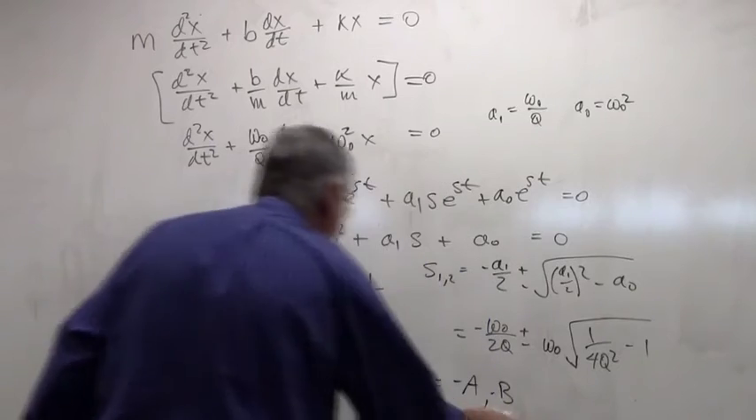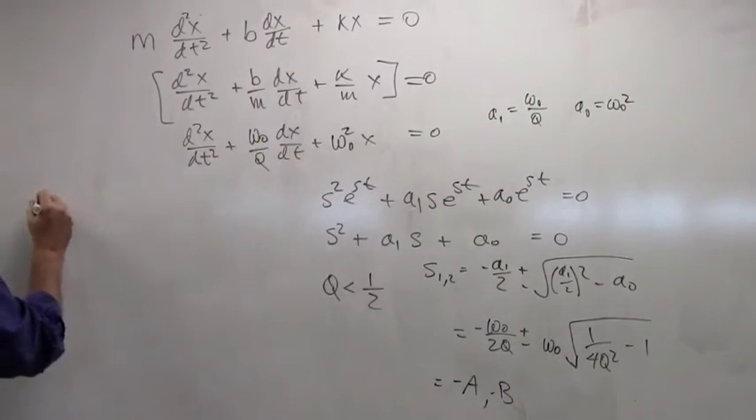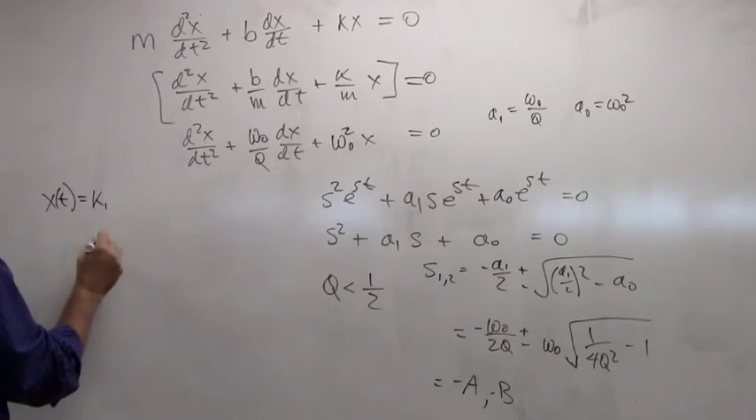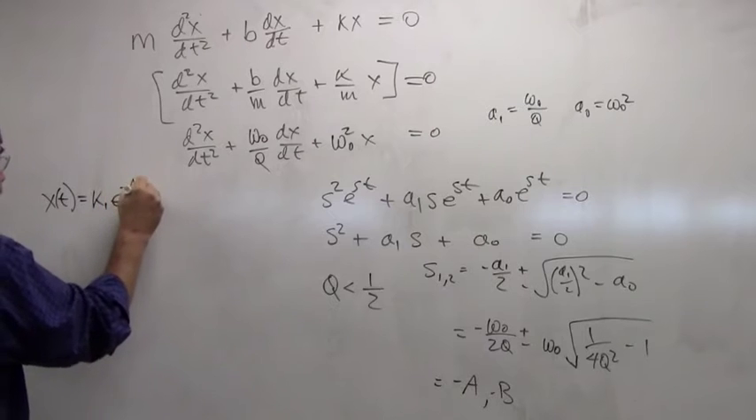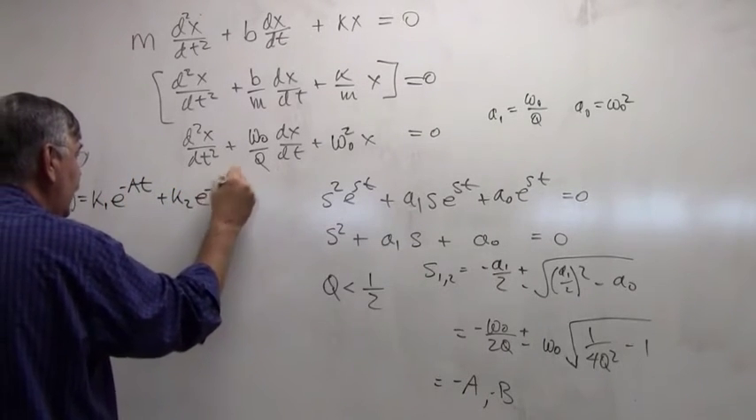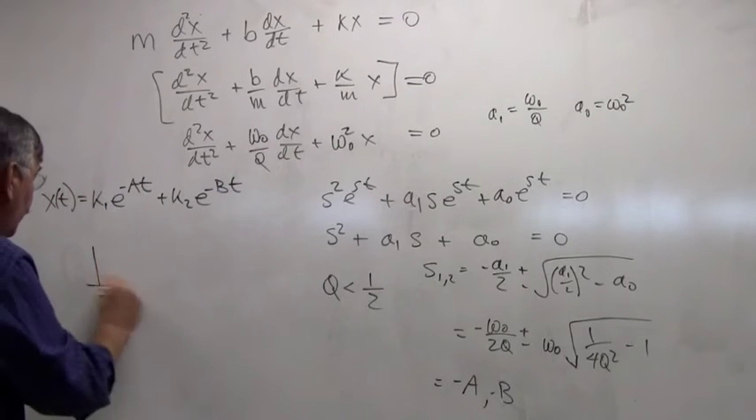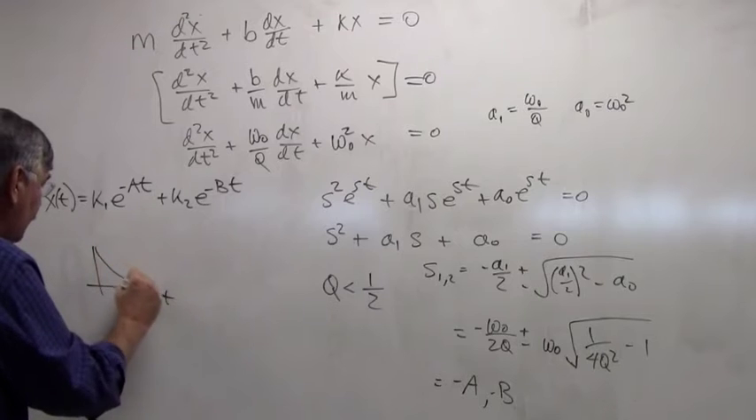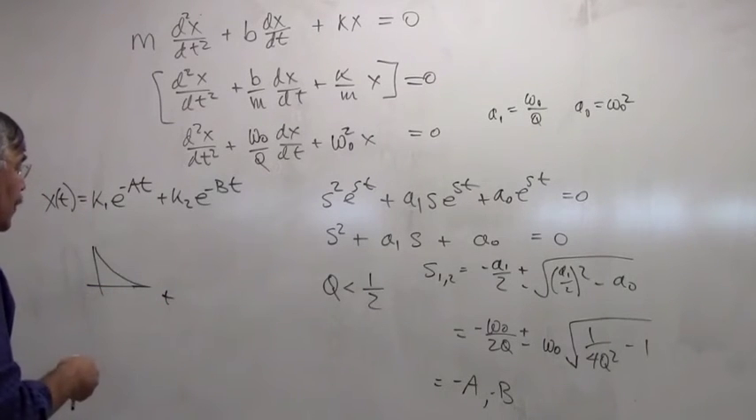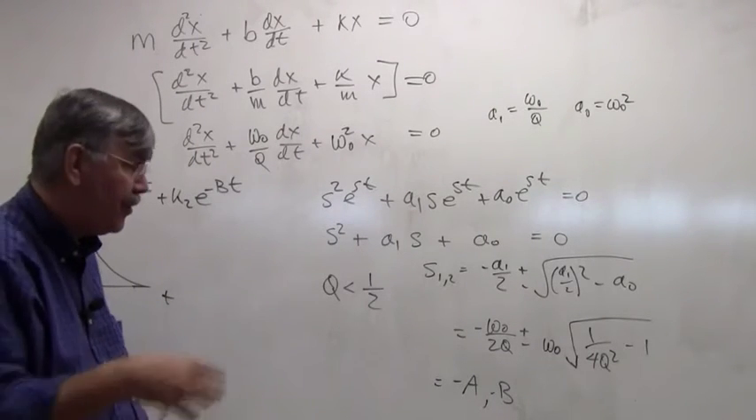All right? If that's the case, which happens for q less than a half with positive coefficients up there, then we can write our solution in a rather general form with a constant, e to the minus at, plus some other constant, e to the minus bt. Where a and b are positive numbers, these things would just look like, as a function of time, some decaying functions.